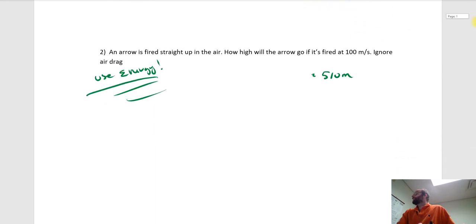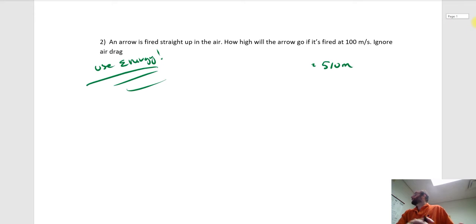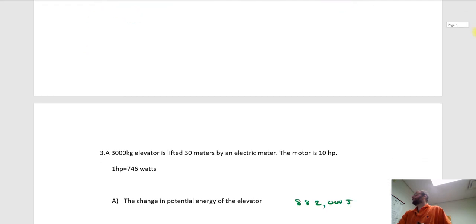Moving on to number two. All right, arrow fired straight up in the air. So you should get about 510 meters and attack this by concepts of work and energy. Draw the arrow at position 1, and at the highest point, position 2, write out the PE1 plus KE1 equals PE2 plus KE2. There's no work term to worry about here. You should get about 510 meters. The distance will show up in the PE2 term, the height.